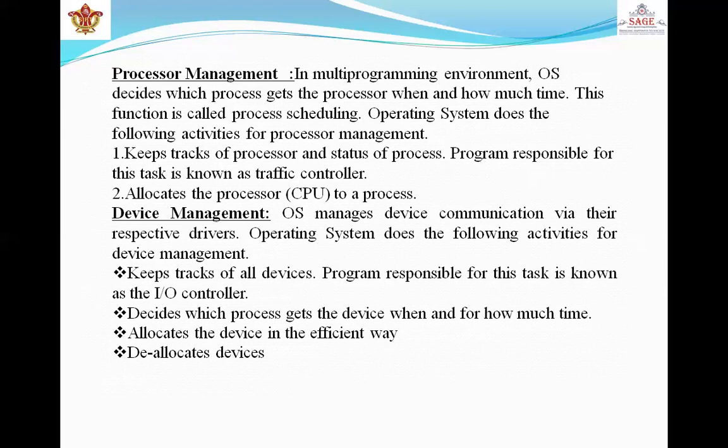Next is processor management. In multi-programming environment, operating system decides which process gets the processor, when, and for how much time. This function is called process scheduling. Operating system does the following activities for processor management. Keep track of processor and status of process. The program responsible for this task is known as traffic controller. Allocate the processor to a process, and deallocate the processor when a process is no longer required.